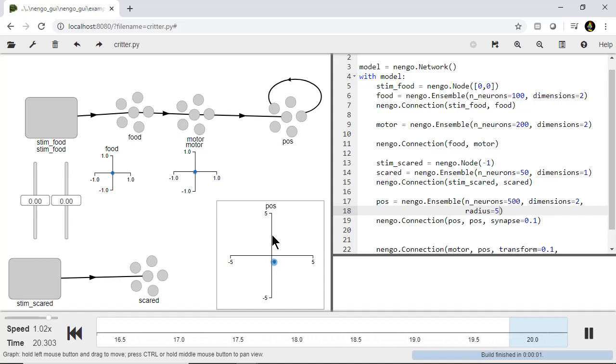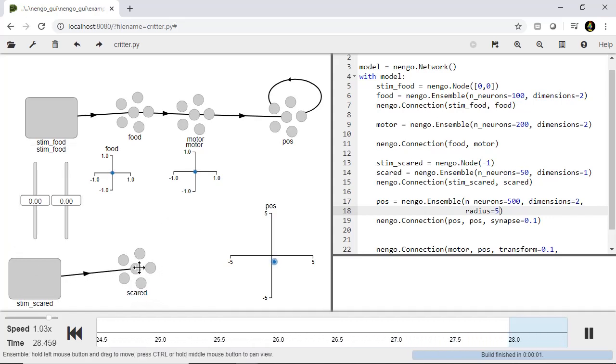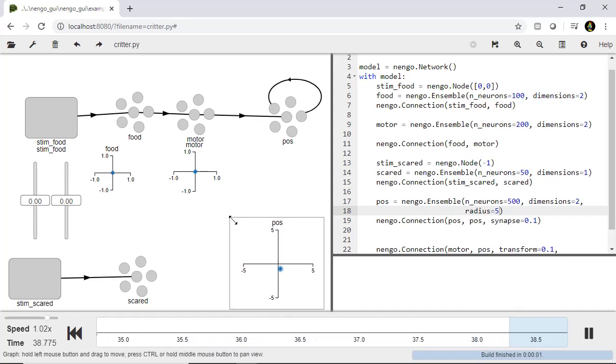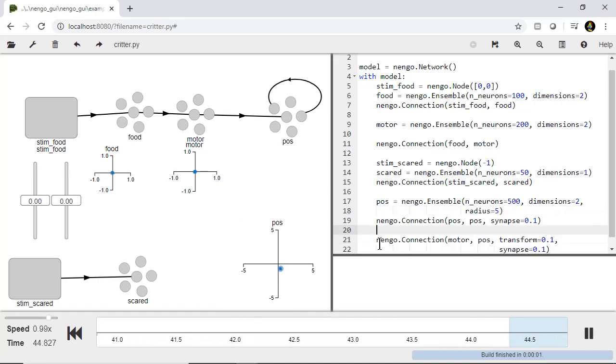Well, why did we do that? Well, our goal was, hey, when we're scared, run back to where we started from. And when we're not scared, then we should go ahead and go to this particular position. Okay.